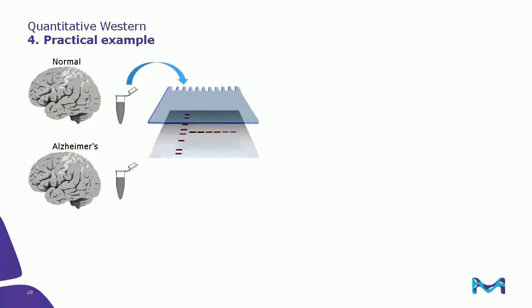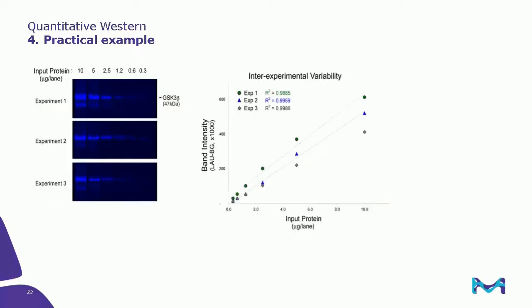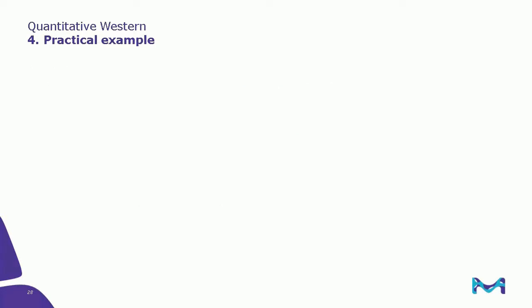Now I'd like to give some practical examples that we did in-house a while back. We're interested in investigating protein expression between normal and Alzheimer's brain samples. So we obtained location and age-matched samples and subsequently performed quantitative Western. This is an example of one of the neuronal proteins we looked at, GSK3-beta. You will notice that we have established the linear range and also ran 3 independent experiments to verify reproducibility. We have also done this with GAPDH and established its linear range. Based on these findings, we have done a direct side-by-side comparison between normal and patient samples.